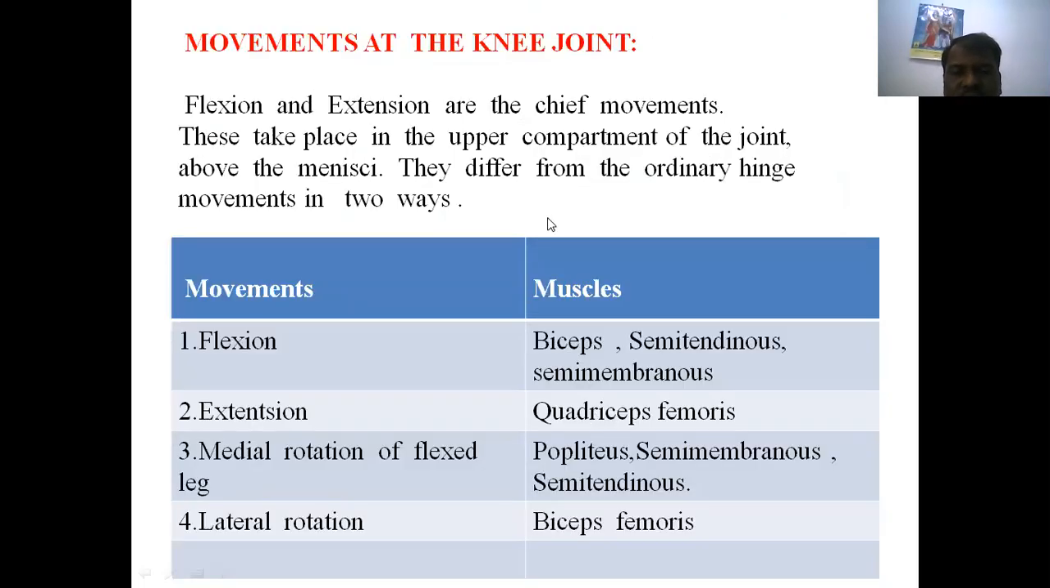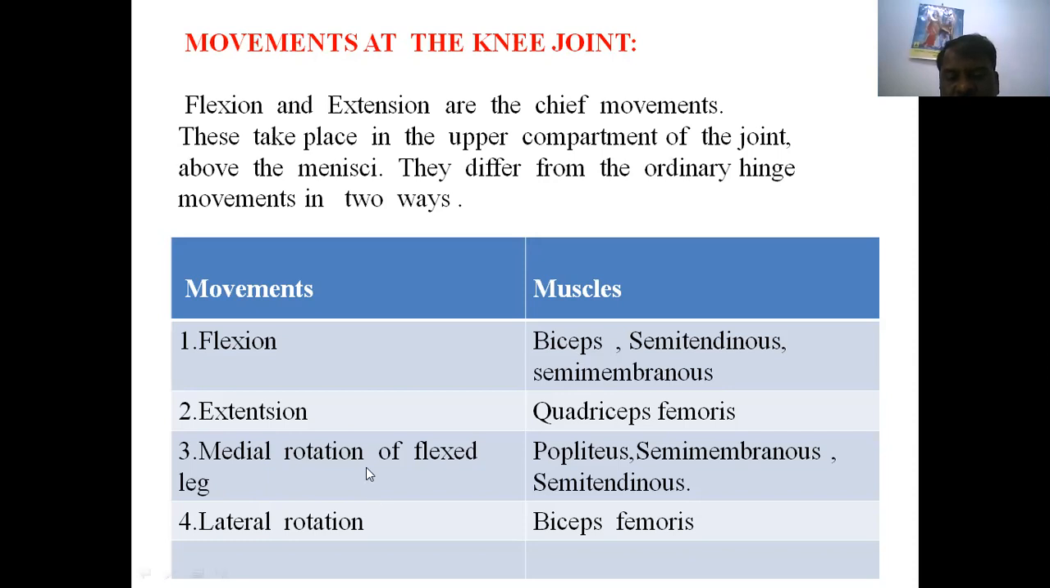Next, what are the movements that take place? Mainly flexion and extension; these are the chief movements. Not only this, we can also identify lateral rotation and medial rotation. Flexion is by the biceps femoris and semimembranosus muscles. These are the hamstring muscles, present in the back of the thigh region. When the hamstring muscles contract, the knee becomes flexed. Whereas extension is by the quadriceps femoris muscle, in the anterior compartment of the thigh. When it contracts, the knee joint extends.